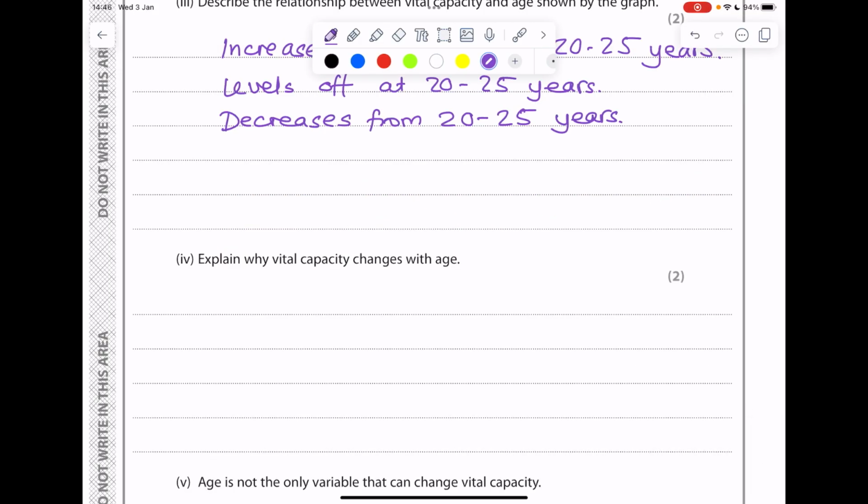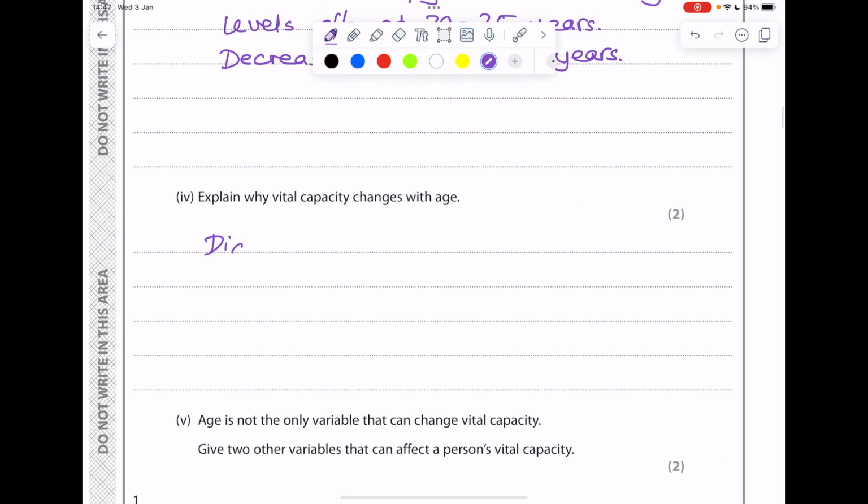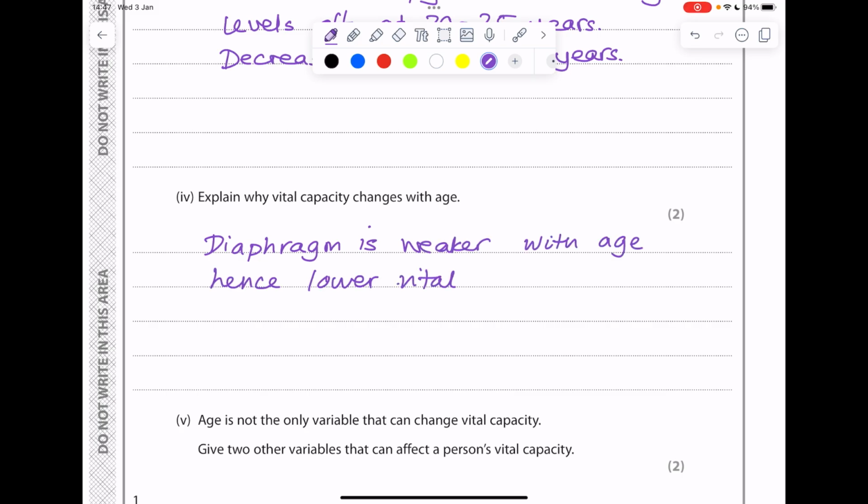Explain why vital capacity changes with age. You want to think about what's going on inside the thorax, because remember, those intercostal muscles and the diaphragm are responsible in terms of how they contract and how they relax. How they relax will affect the vital capacity, because remember, that's forcing air out of the lungs. So we need to say that the diaphragm muscle is weaker with age. Lower vital capacity above 25 years.